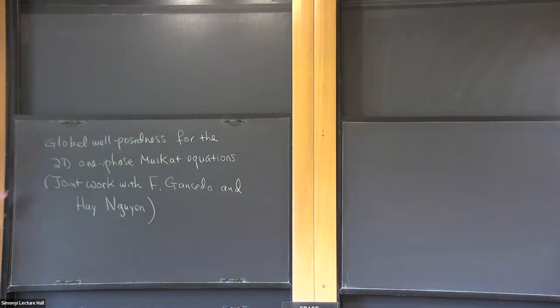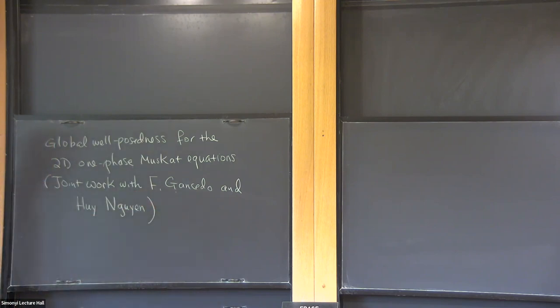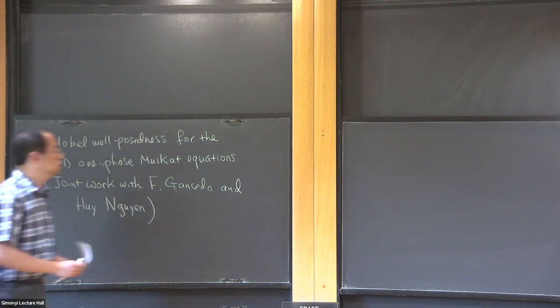So today, I'm going to talk about joint work with Francisco Gancedo and Huy Q. Nguyen about global well-posedness for the 2D Muskat problem. So let me first introduce the problem.